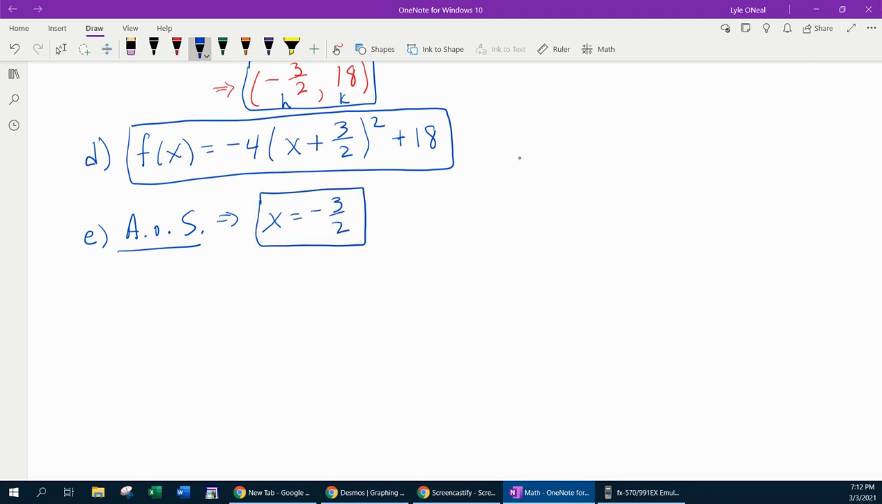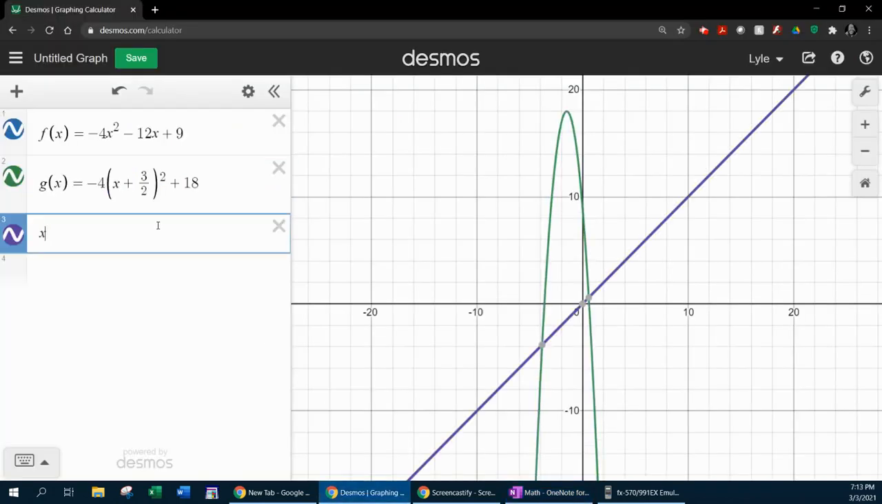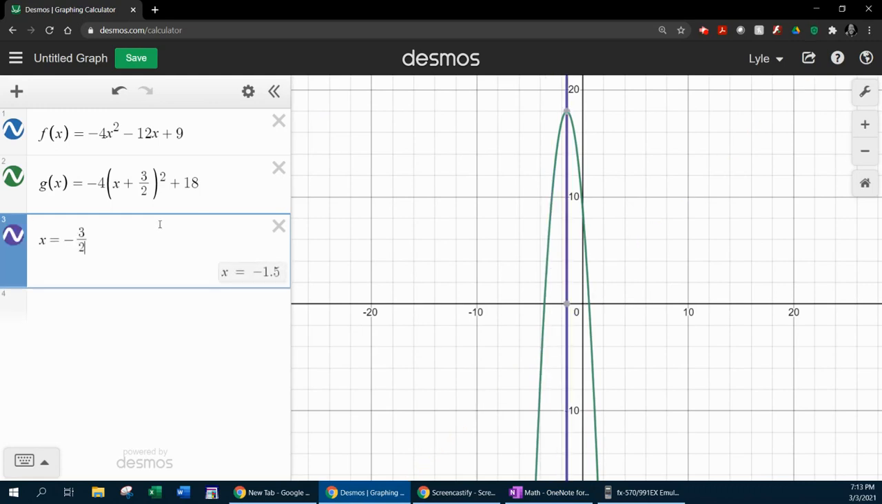Now, what I've not shown in Desmos is how you can verify that. So if we go to Desmos and type in x equals negative 3/2, you're going to see that that line splits the parabola right down the middle. That verifies that the axis of symmetry is correct.